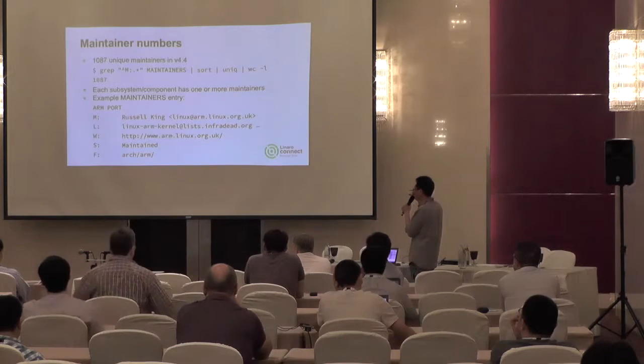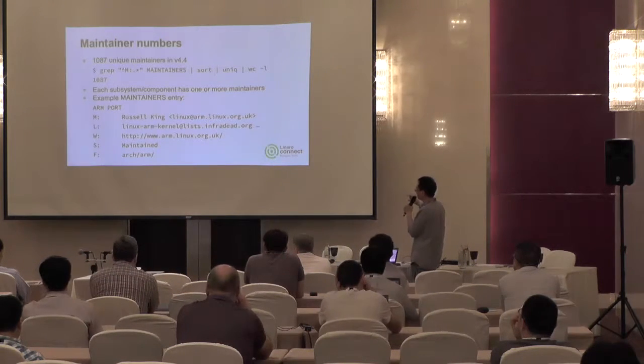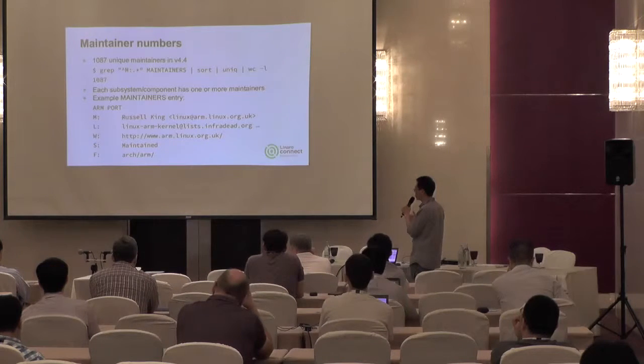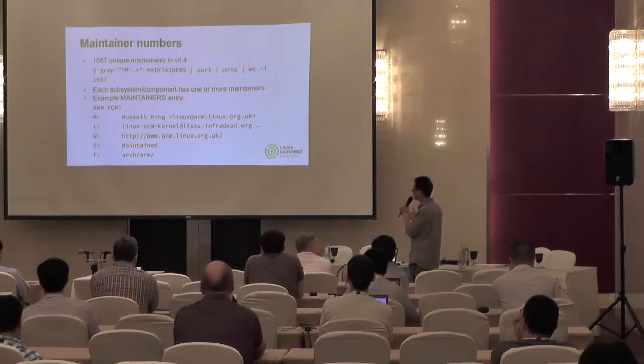maintainer information. For example, for the ARM port, this is for ARM 32, this part. The maintainer is Russell King. So here there is also Russell's mail address. When you send the patch to Russell, you can use this address. And there is also the mailing list. So when you send the patch, you should send the email to Russell, the maintainer, and also you should send the email to the mailing list.